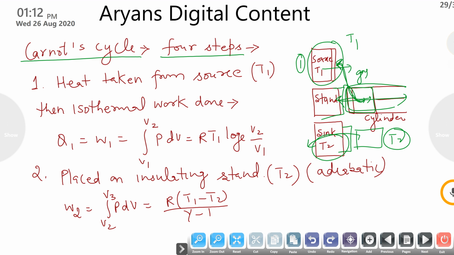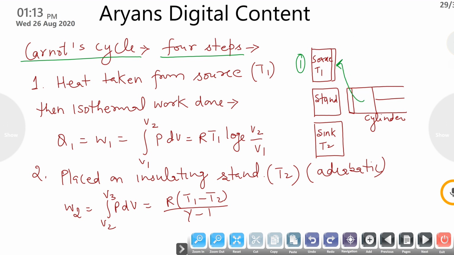Now in the final step, what will we do? We again put this cylinder system on our stand, and the gas will be further compressed, and the temperature T2 will rise to T1 by an adiabatic process. So the first process is isothermal, the second is adiabatic, the third again isothermal, and the fourth is again an adiabatic process. So now I will consider all these equations one by one.